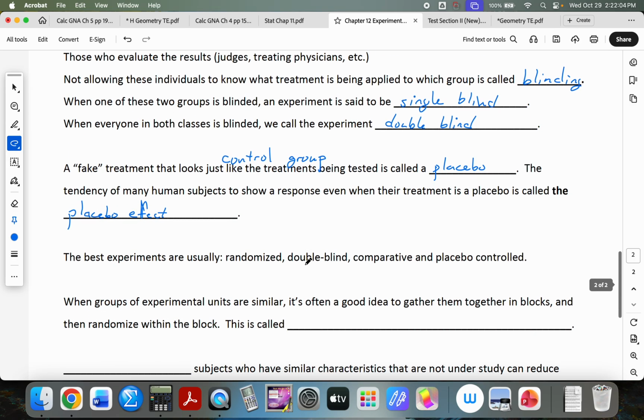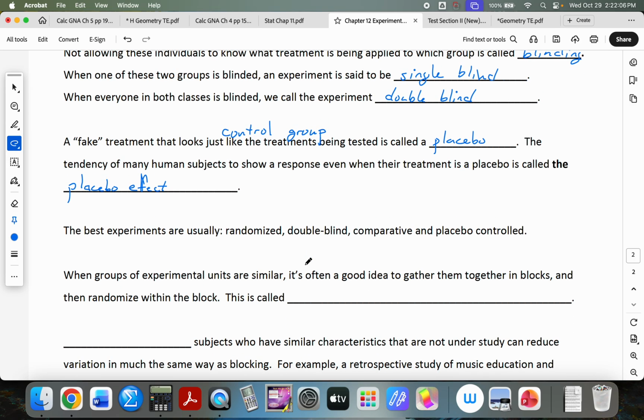So the best experiments are usually randomized, and I'm going to put underneath this, for randomized, they better always be randomized. Every experiment, if it's not randomized, it sucks as an experiment. Double blind if you can make it. Now, some of them it's not possible to double blind. It depends on the situation. But if you can make it double blind, that's better.